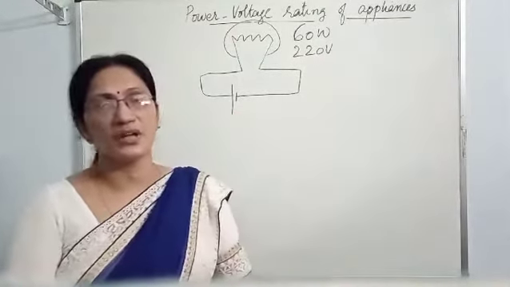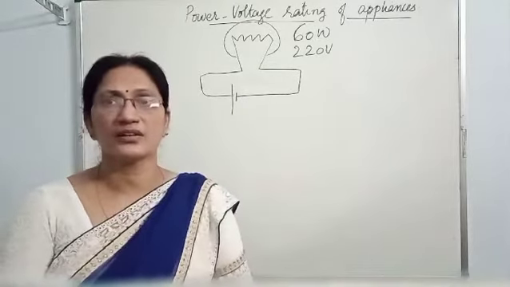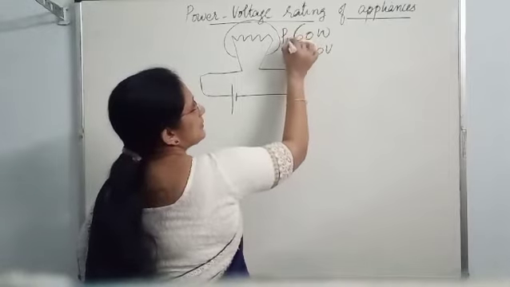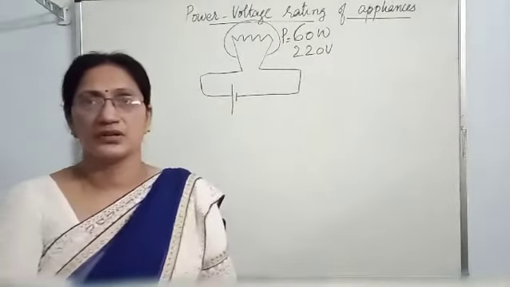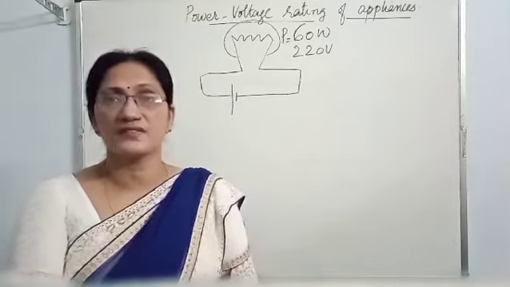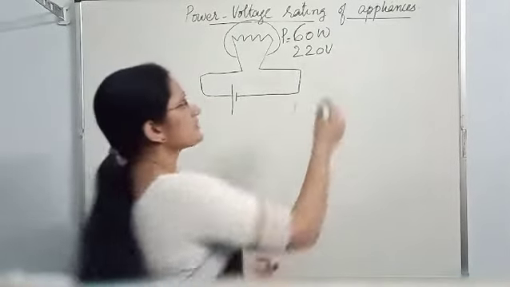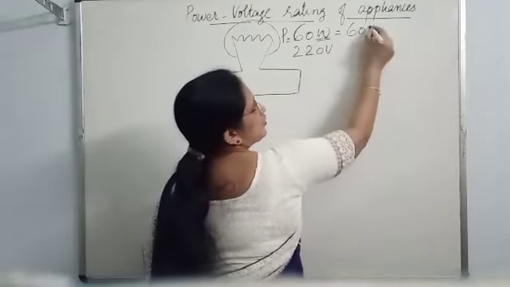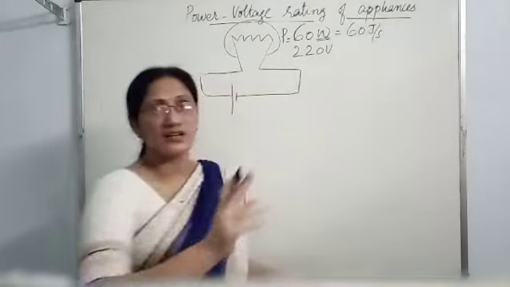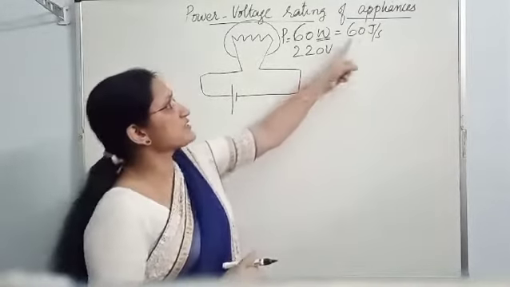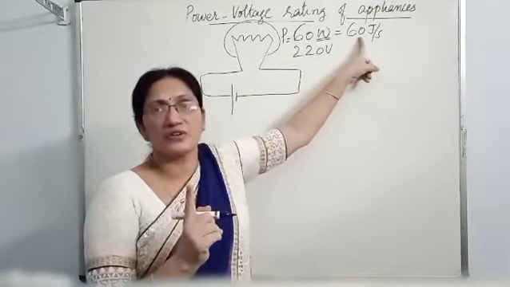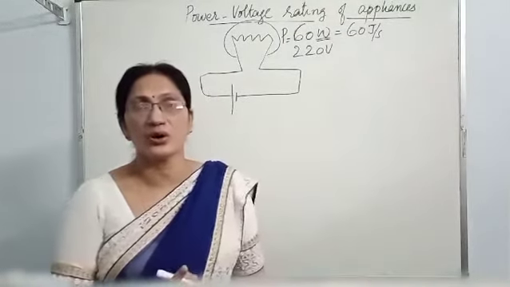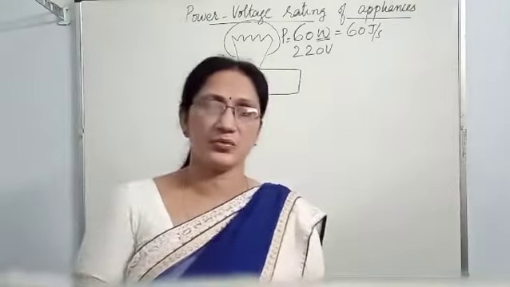Let us see what is the meaning of it. You know watt is the unit of power. So the first number tells the power of this bulb. Power of this bulb is 60 watt. What is the meaning of it? Watt, its expansion is joule per second. That means while glowing, this bulb is consuming 60 joules of electric energy in every 1 second.